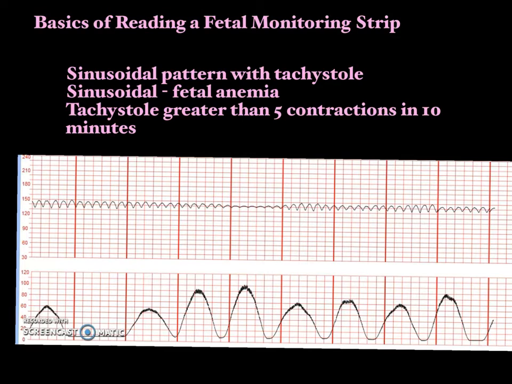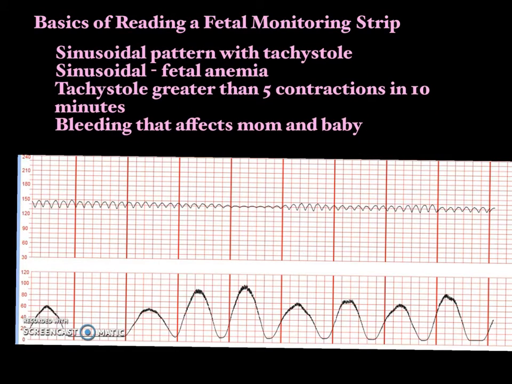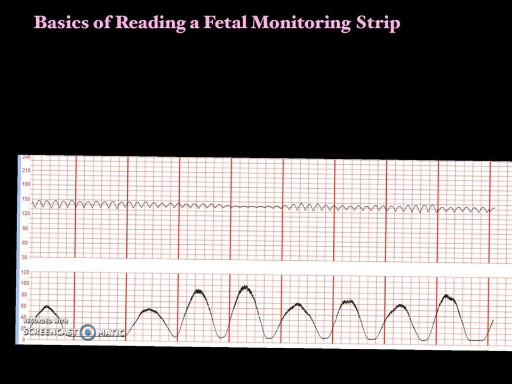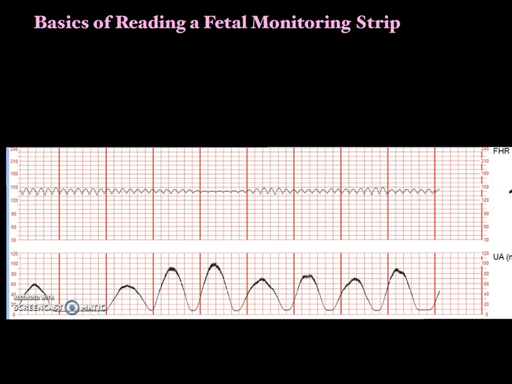So this, to me, looks like bleeding. Hemorrhage that's affecting mom and baby. Okay. You don't really have to memorize that, but that is one of the other patterns of variability that you can see in a fetal heart tracing.